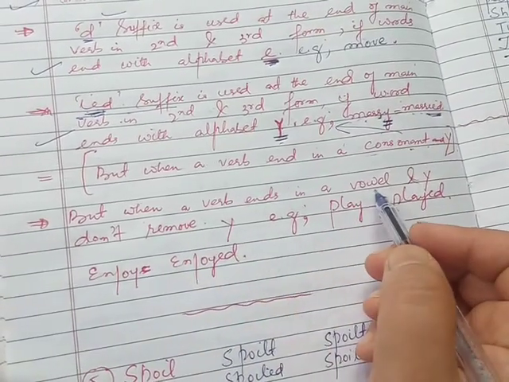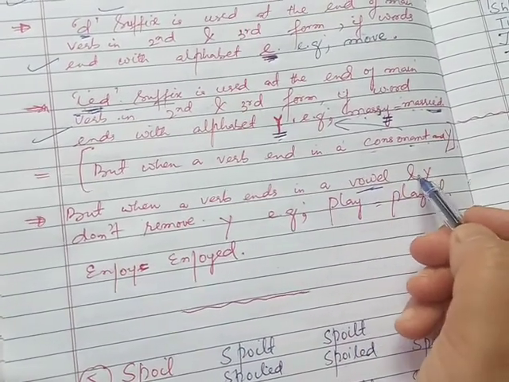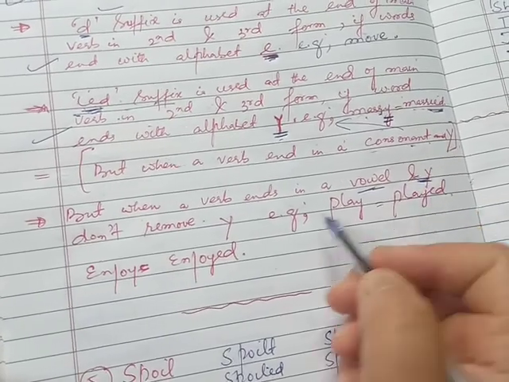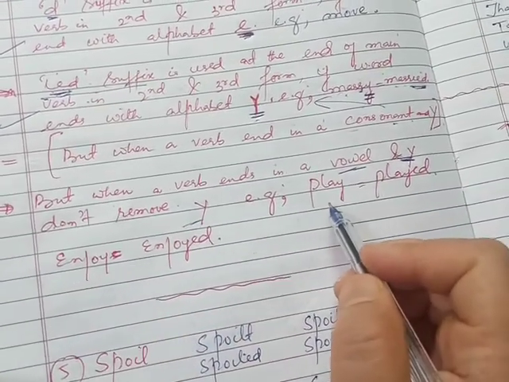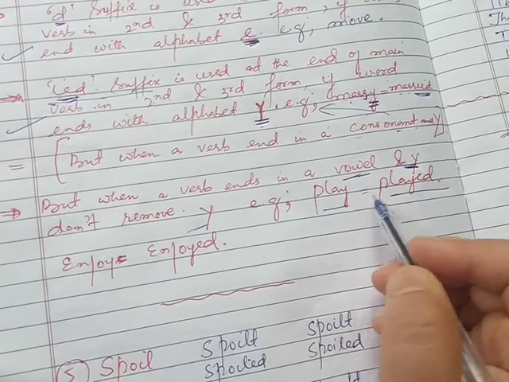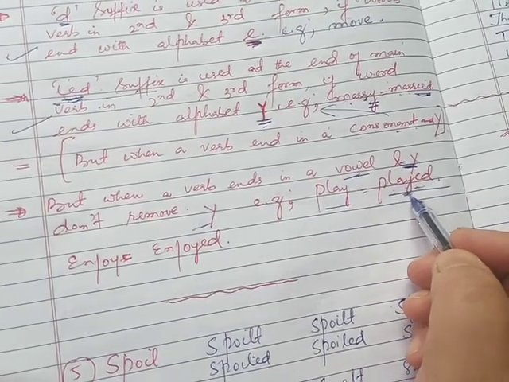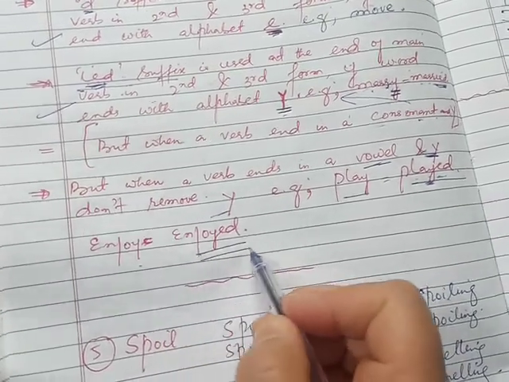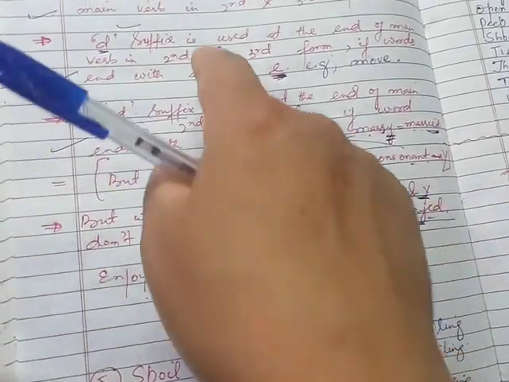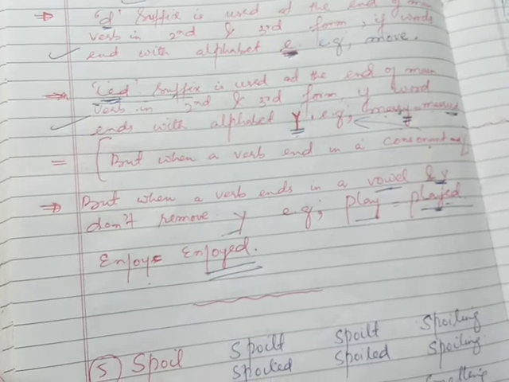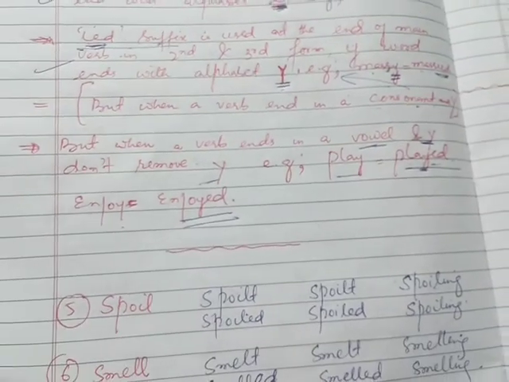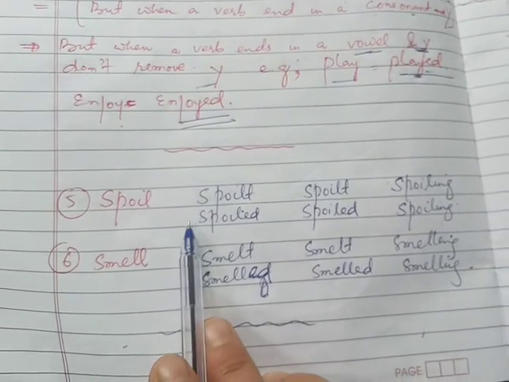But when a verb ends in a vowel followed by Y, then don't remove Y. Write it like this: play, PLAY, played, PLAYED, played. Okay, don't remove Y at that time. Enjoy, enjoyed. So these are some important points about how you can form second and third form. Now some more examples here.